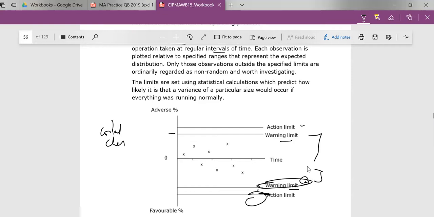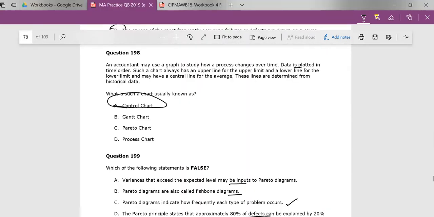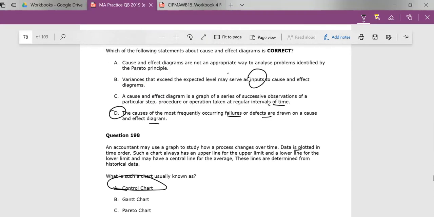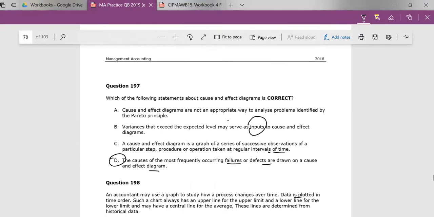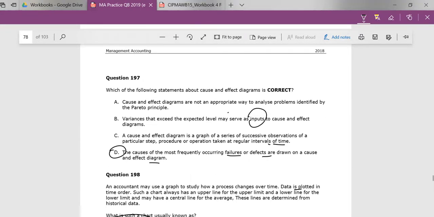Right. Okay, great. So let's go to the questions here. With control charts, yes, so here we are. What are we saying here? The question is which one is correct. The causes of the most frequently occurring failures are drawn on a cause and effect diagram. Well, that's true, because that's what you're doing. We've just read it. A cause and effect diagram is a graph of a series of successive observations. No, this was the statistical control chart, so not this one.